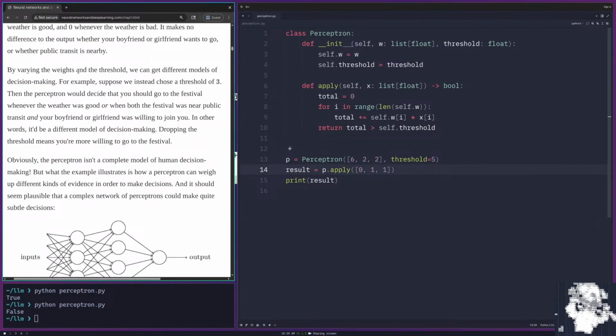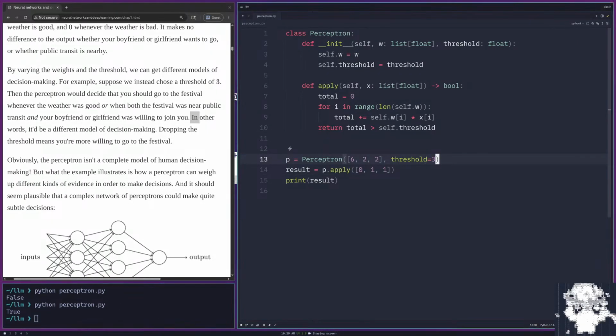By varying the weights and the threshold, we can get different models of decision making. For example, suppose instead we chose a threshold of 3. Then the perceptron would decide that you should go to the festival whenever the weather was good, or when both the festival was near public transit and your boyfriend or girlfriend was willing to join you. So threshold 3.